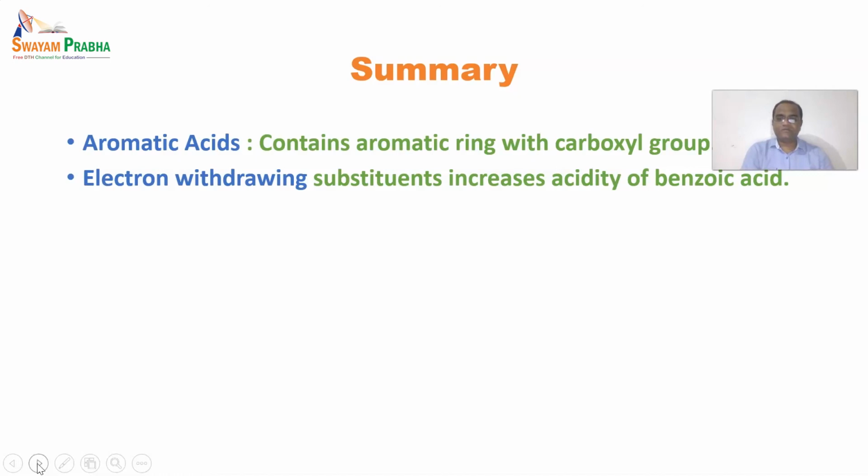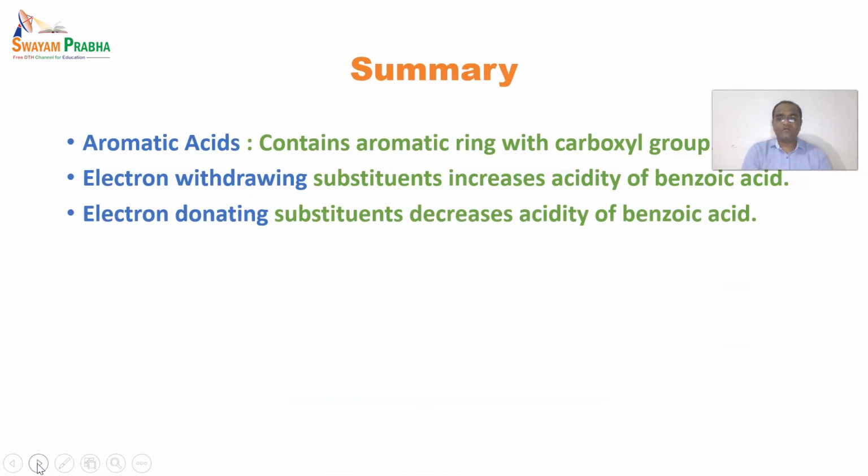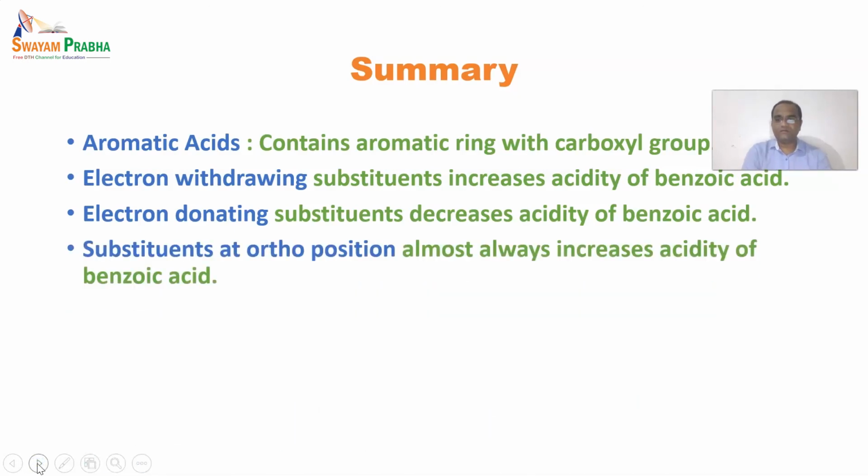After that, we have seen the effect of substituents, whether the acidity increases or decreases. Aromatic acids are acidic in nature because they have the ability to donate a proton, or lose a proton. Electron withdrawing substituents increase the acidity of benzoic acid, while electron donating substituents decrease the acidity of benzoic acid. Ortho is an exception: whenever there is an ortho substitution, whether electron withdrawing or donating, it will increase the acidity of benzoic acid.